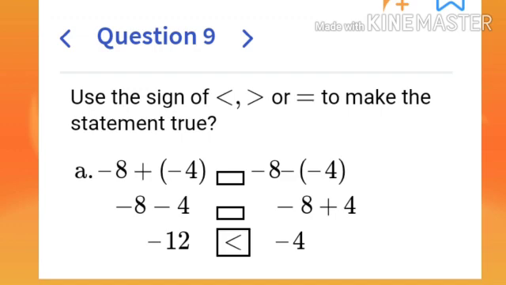Next, how can we add one negative and positive number? The procedure is, we should take the difference of these two numbers. The numbers are 8 and 4. 8 minus 4 is equal to 4. And which is greater number here? 8 or 4? 8 is greater number. Put greater number sign.